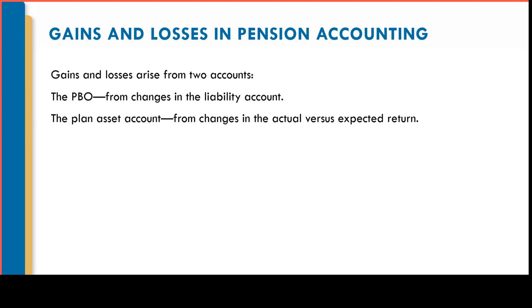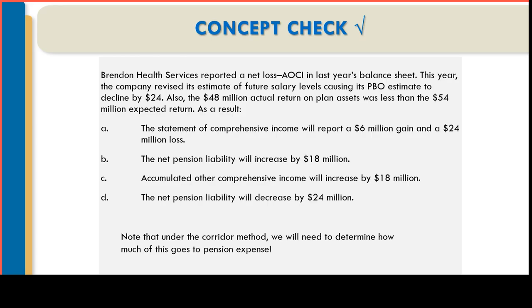Gains and losses really arise from two accounts. There are the PBO, changes in our liability. These come from the actuarial changes that we really cannot control. That's the primary change that you might see there. And plan asset accounts are going to change also. And this is the difference between the actual and expected. We are going to call these the gains and losses, and these type of gains and losses are going to end up in the OCI.